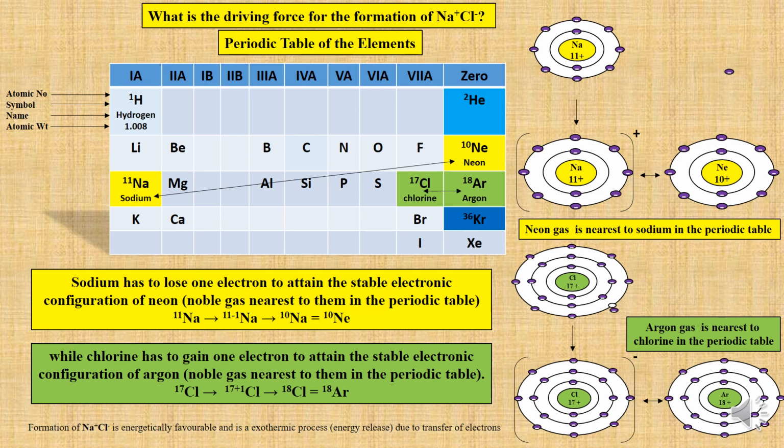Now, formation of the common salt sodium chloride is energetically favorable, as I already explained, and it's an exothermic process. Excess energy is released, and this is due to the transfer of electrons from sodium to chlorine. So this is why sodium loses one electron and chlorine gains one electron in order to attain the stable electronic configuration of the nearest noble gas in the periodic table.